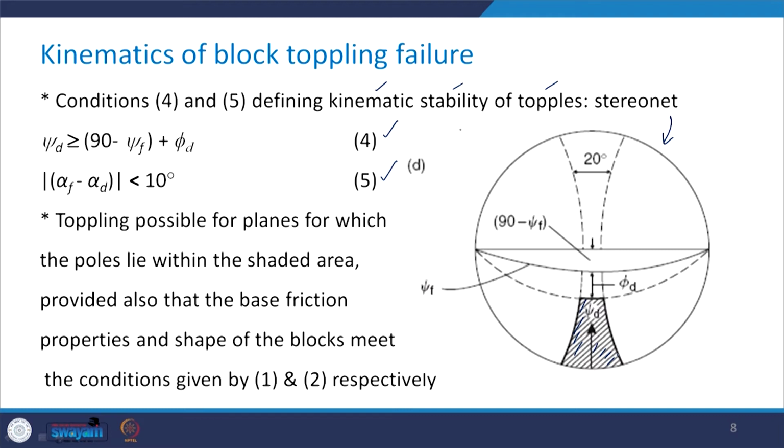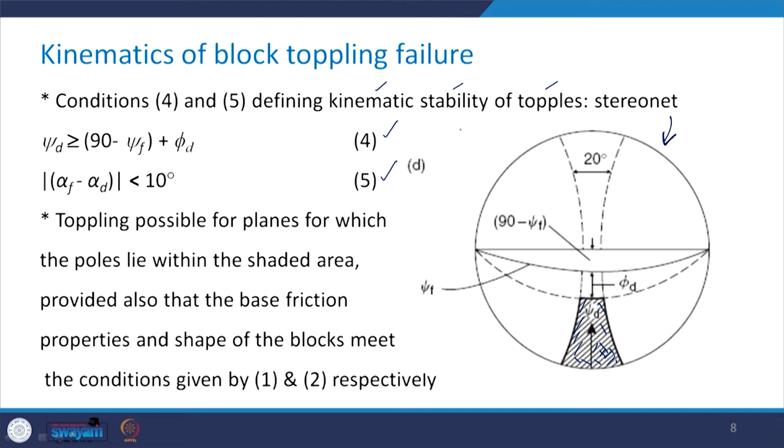So, we have to test whether the toppling will occur or not. If we draw the pole of those planes on this stereonet, and if that pole falls within this shaded area, then the toppling would be possible for such planes.